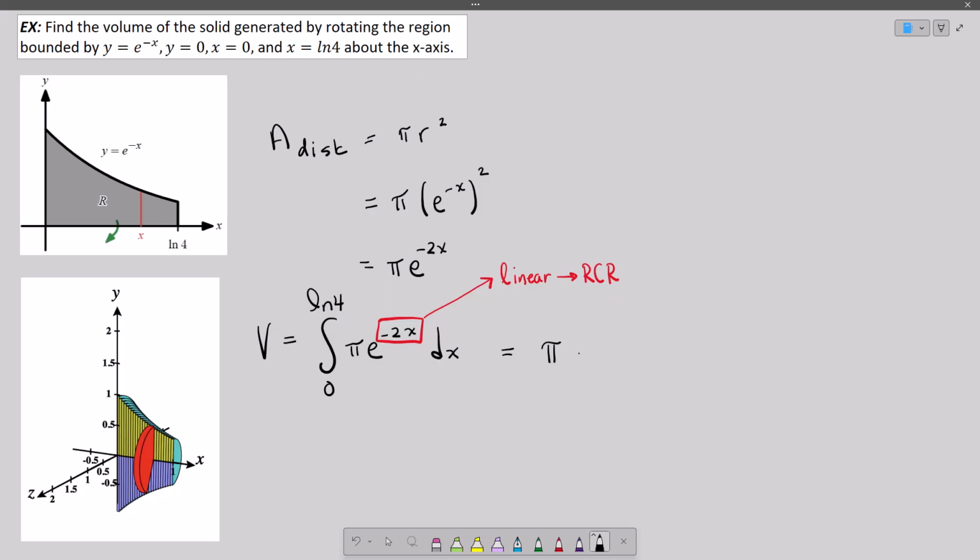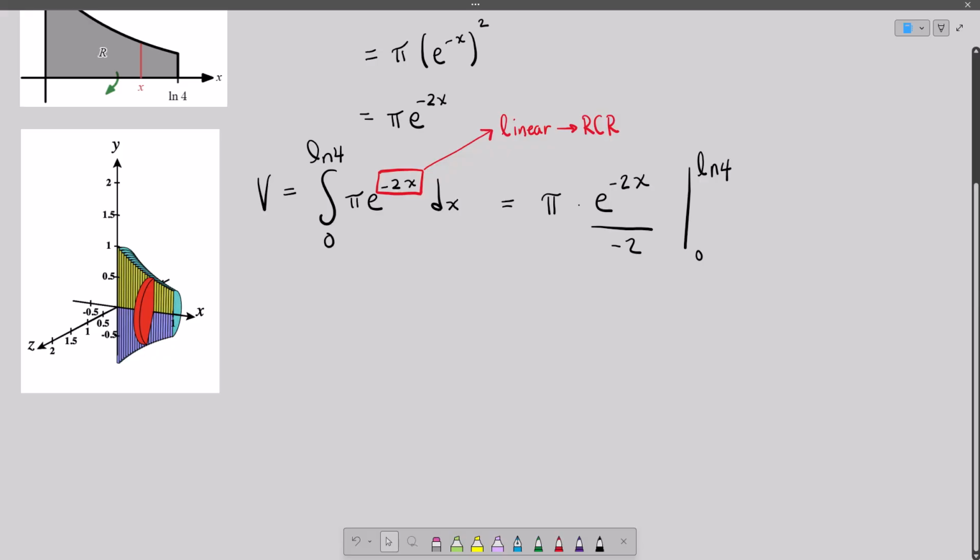So e to the negative 2x is itself. And now the modification, the tweak. We have to tweak it a little bit. What is the derivative of the exponent? -2. Divide or multiply by that -2. Divide for integration, multiply if it was differentiation. So we're going to divide by -2. So that is the tweak. And then the integration limits, 0 to natural log of 4.